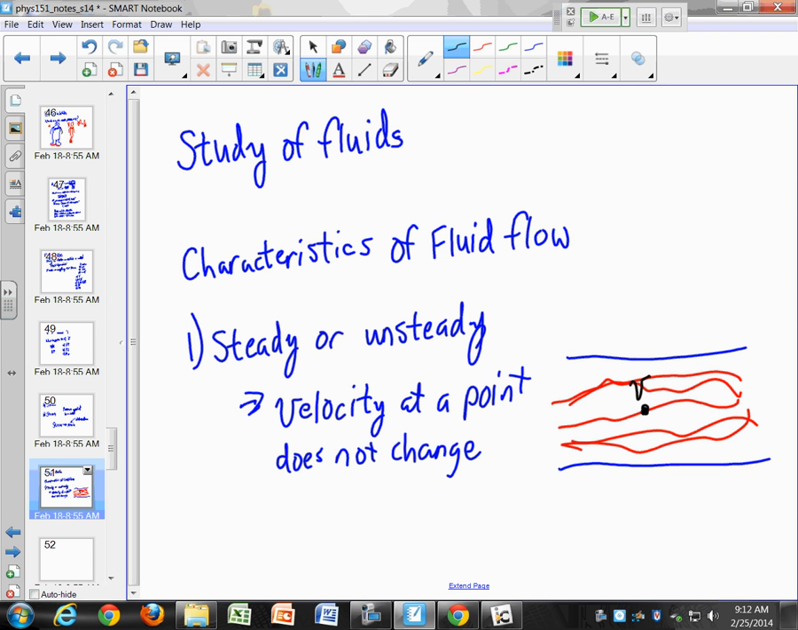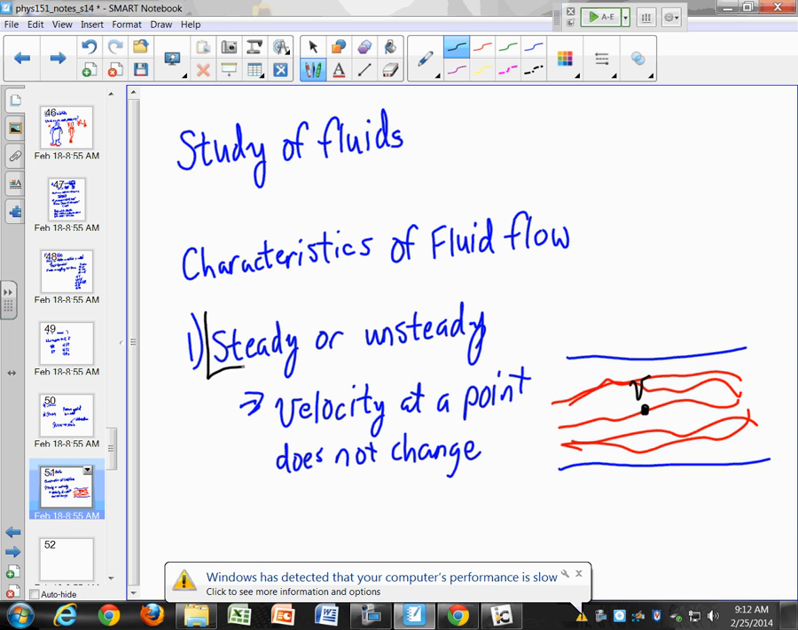In a study of an ideal fluid, it would be which of these, steady or unsteady? What do you think? Somebody said it. It's steady, right? So in an ideal fluid, we're going to be looking at steady flow. And we'll consider all of our fluids ideal.